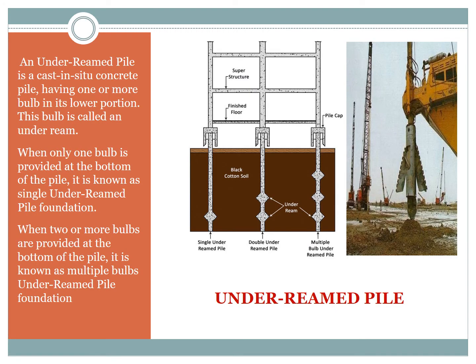Next, under-reamed pile. An under-reamed pile is a cast in situ concrete pile having one or more bulbs in its lower portion, called a bulb or under ream. When only one bulb is provided at the bottom of the pile, it is known as a single under-ream pile. If more than one bulb is provided, it is known as a double under-ream pile, or when two or more bulbs are provided, a multiple bulb under-ream pile.